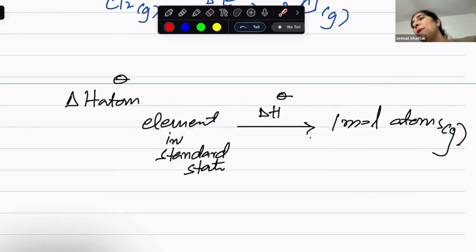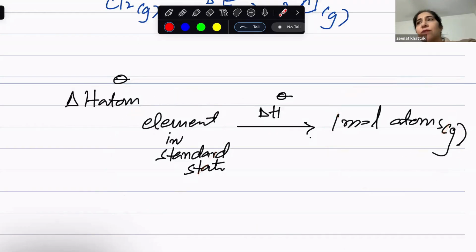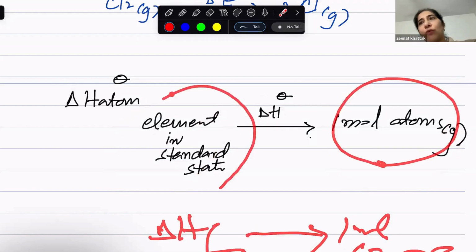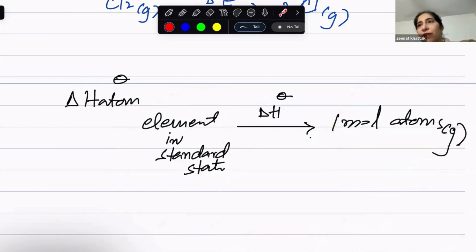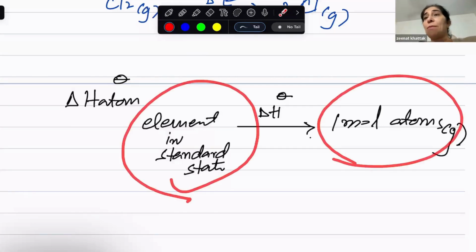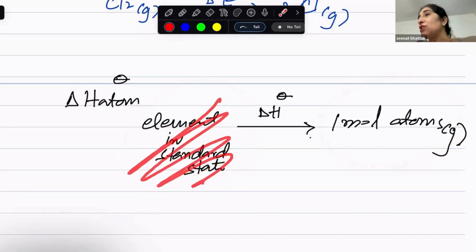When you make a compound from its element, it's called what? Formation. When you make an atom from its element, atomization. When you make a compound, it's called formation. When you make an atom, it's called atomization, right? So you are making atoms from its element. You are breaking the bond of the element. The element turns into atoms.